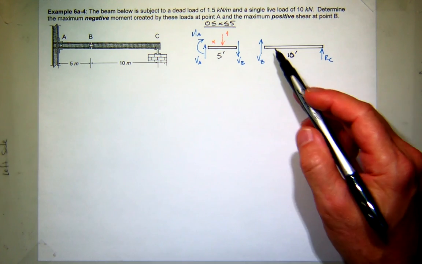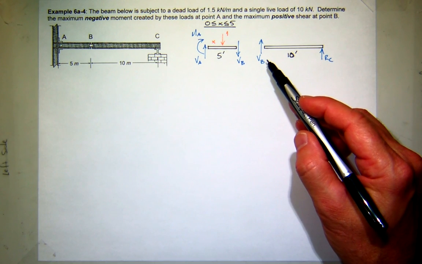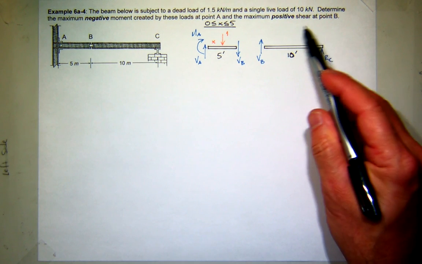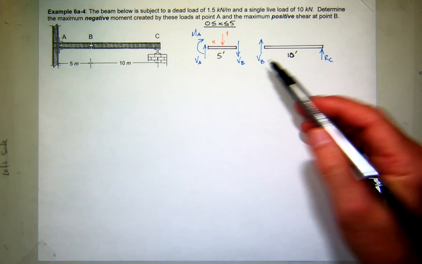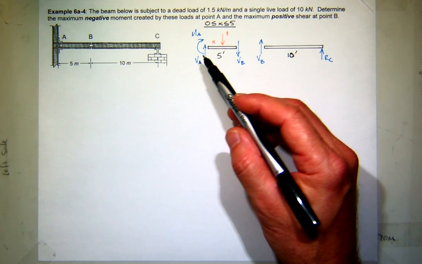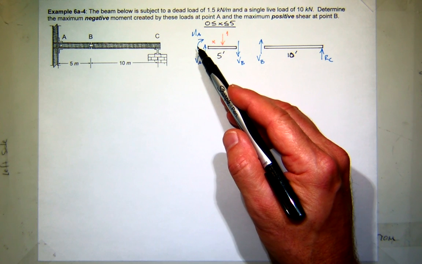Now looking at the free body to the right, what's the shear at B? What's the reaction at C? Well, there is no load, so nothing's happening. So I can go right to this free body diagram and write an equation for the moment at A. Everybody see that?